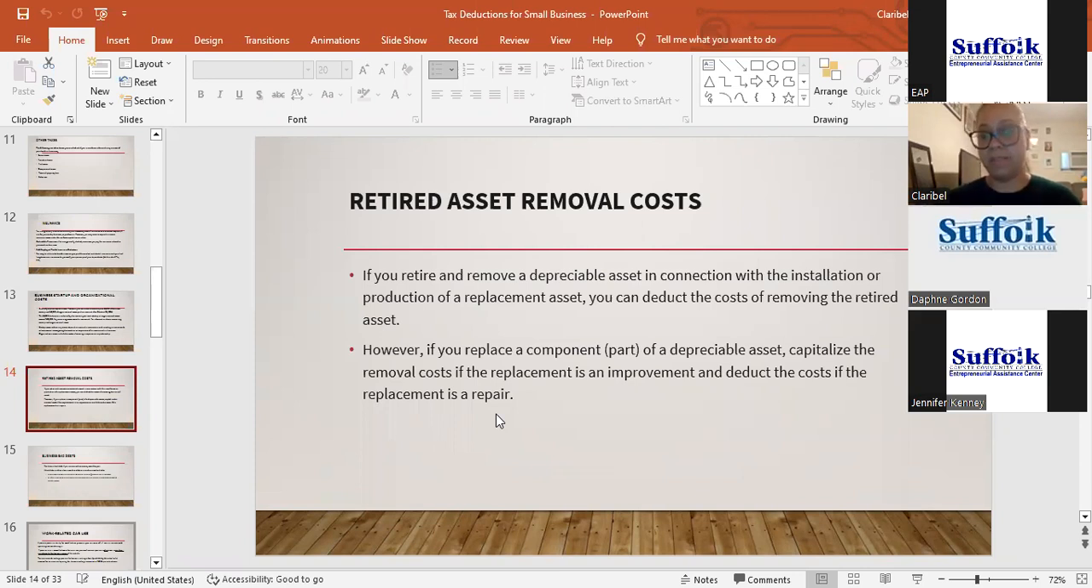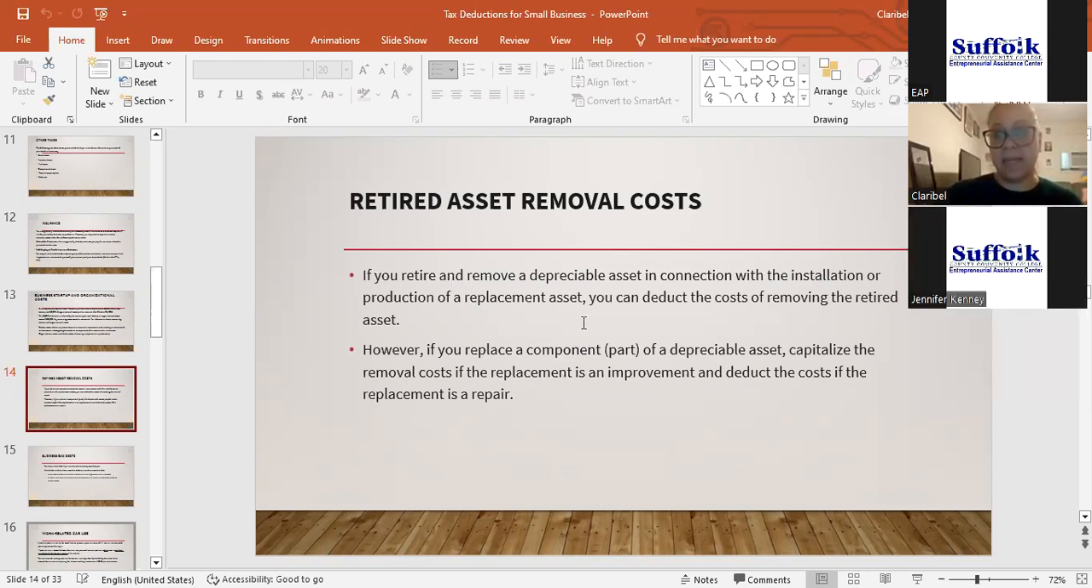And once it's completely depreciated, if you want to get rid of it and get a new one, or if you retire it, any cost to retire this asset is deductible on your taxes. So if you remove an asset in connection with installing a replacement, you could deduct the cost of removing the retired asset and bringing in the new one.